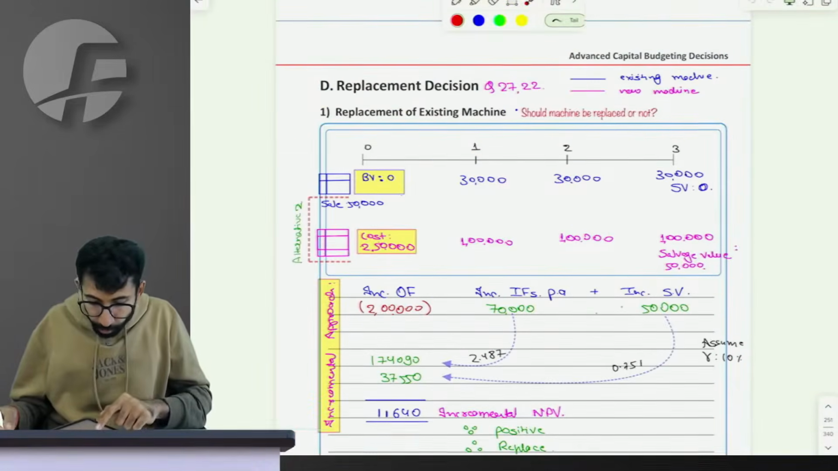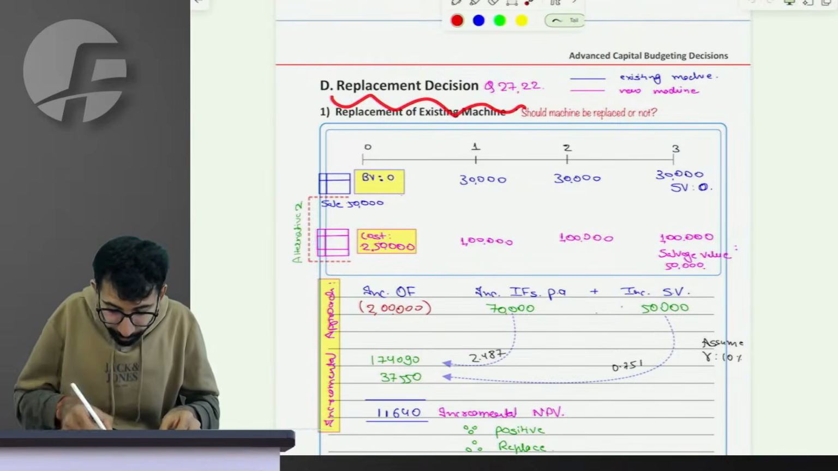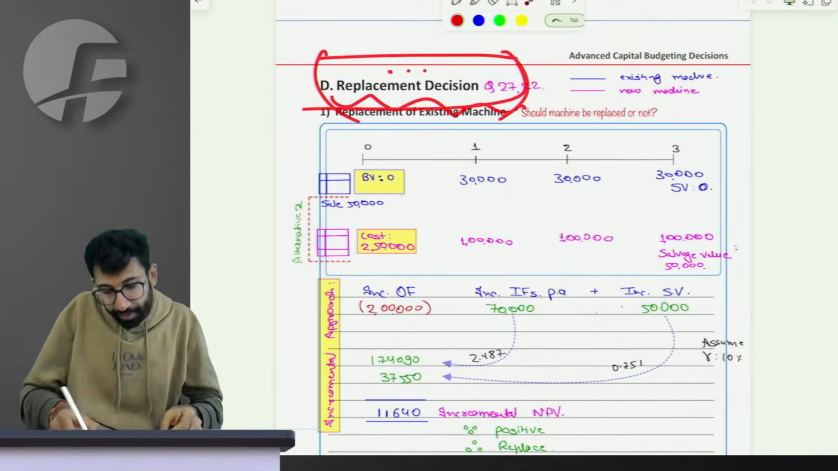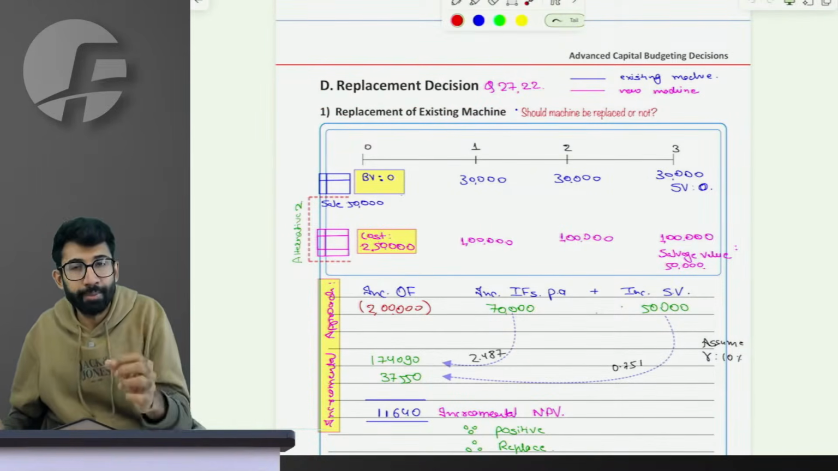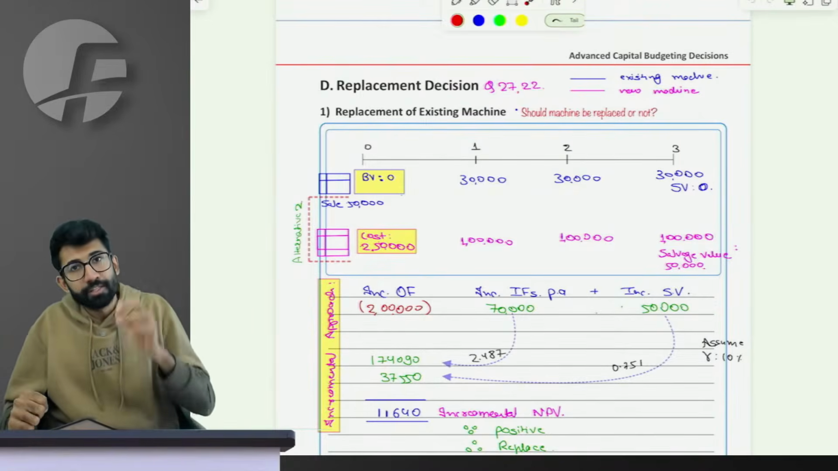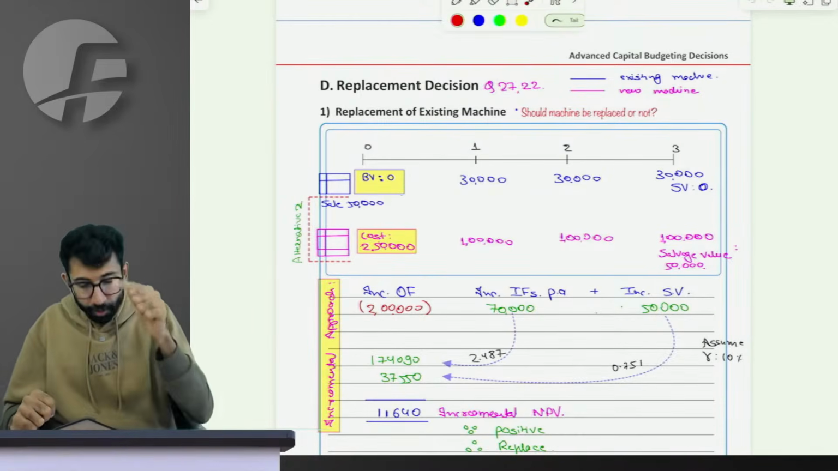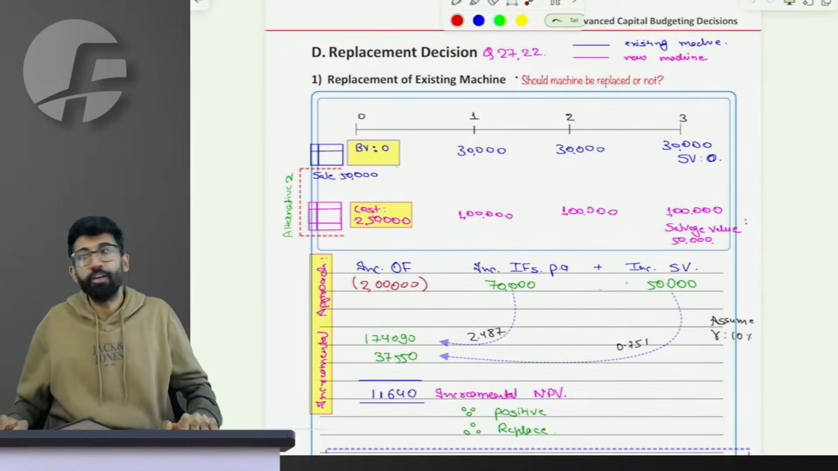Now we have to move to the next, very interesting and recent favorite of institutes category, replacement decision, which I can commit I will explain to you with such clarity that it will simplify even the toughest question for you. Question 20, replacement decision concept we're going to do, but that is after a break.